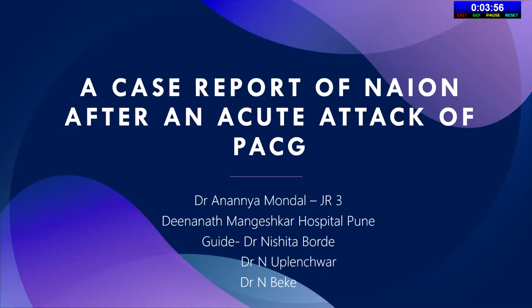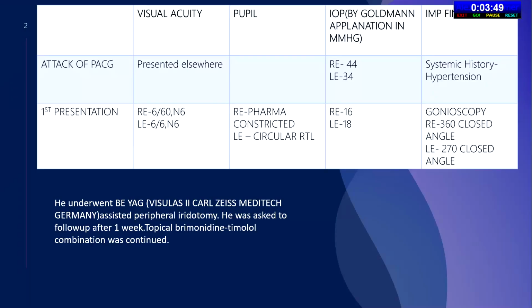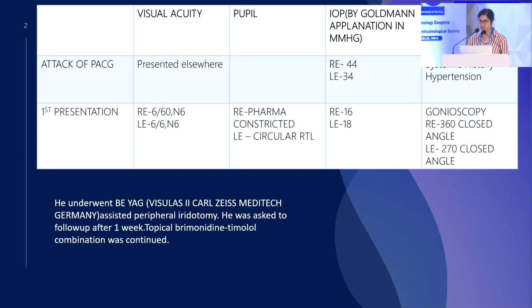Good evening, everyone. I'll be presenting a case report of non-arteritic ischemic optic neuropathy after an acute attack of primary angle closure glaucoma. A 63-year-old male patient presented to our OPD with chief complaints of blurring of vision, redness, and pain in his right eye.